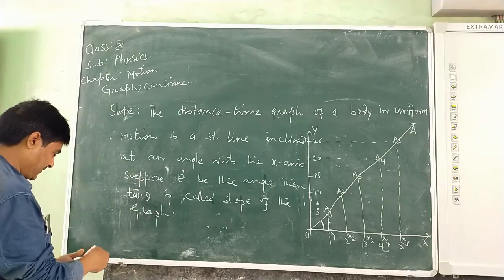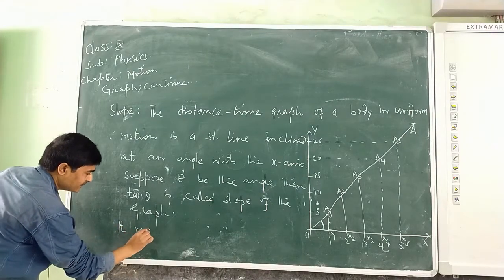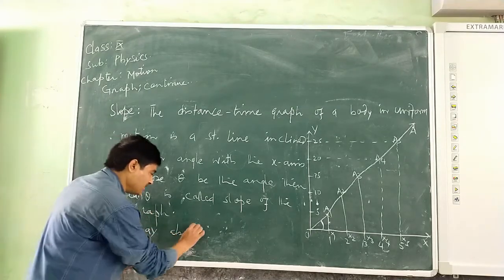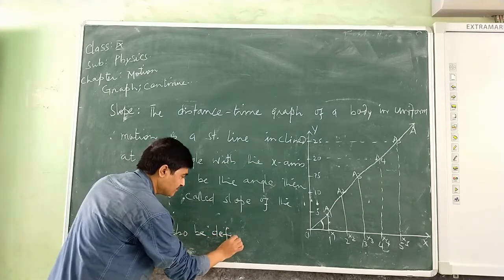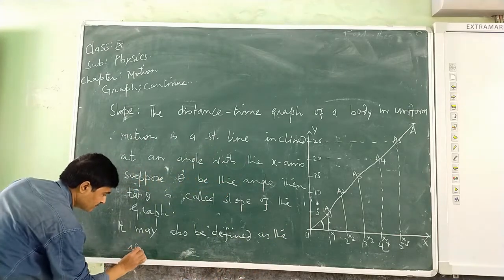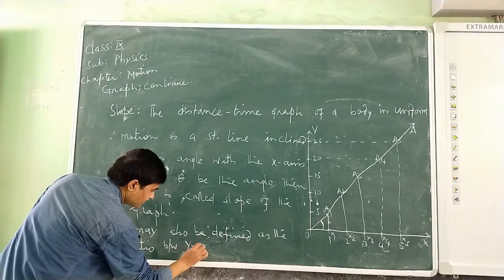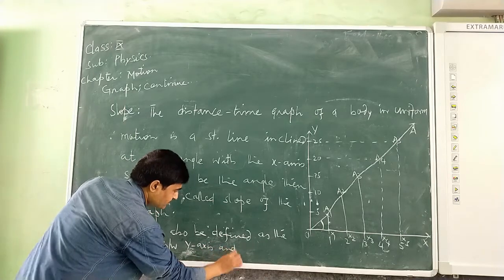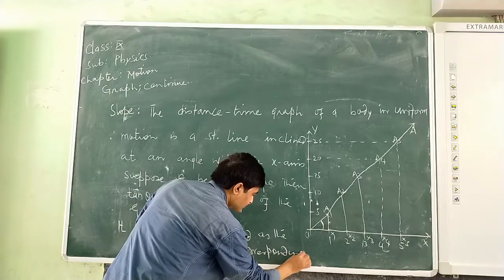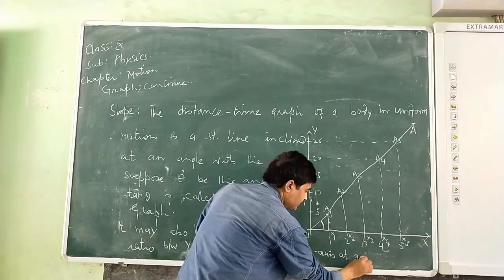Then the other form of the definition of slope: the slope of a graph may also be defined as the ratio between y-axis and corresponding x-axis at an instant.